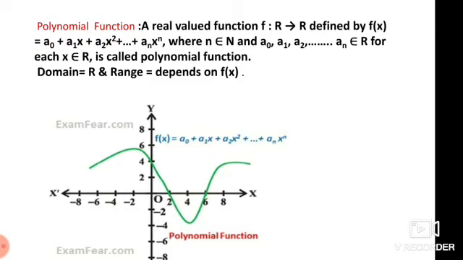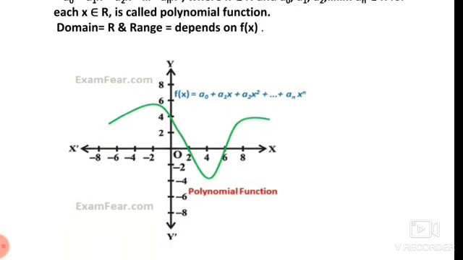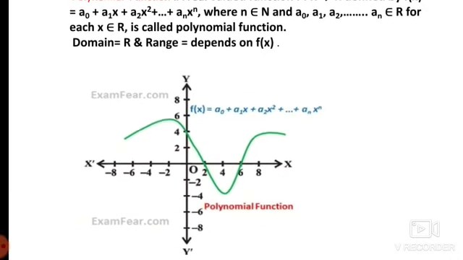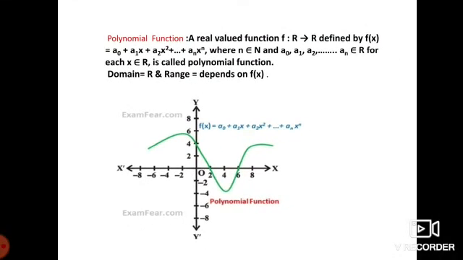You know what is a polynomial, is it? So if you are writing in terms of f of x, then you will say it as a polynomial function. And it can take any of the values, 1 by x, any graph you can plot. Here the domain is R and the range depends on the f of x. Whatever polynomial is given, the range will differ accordingly.